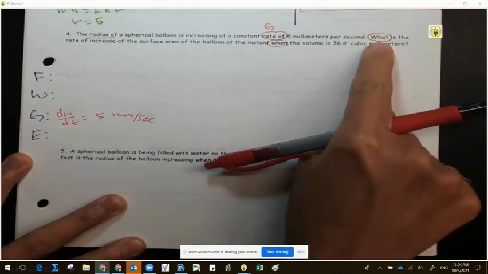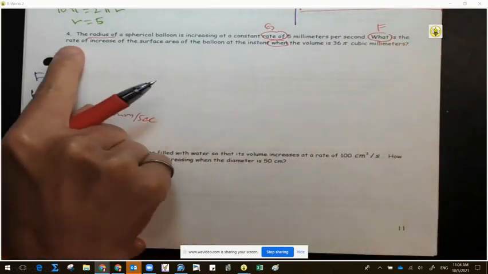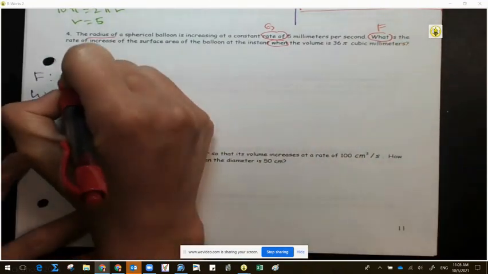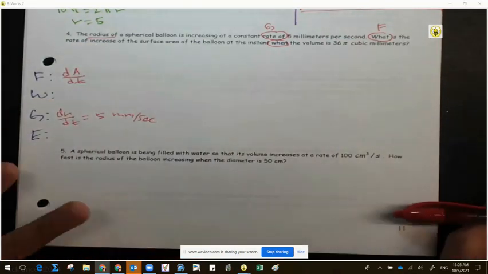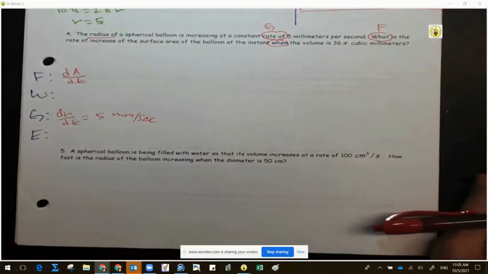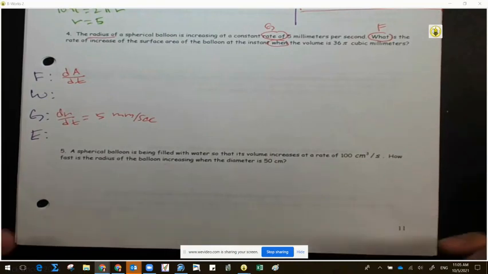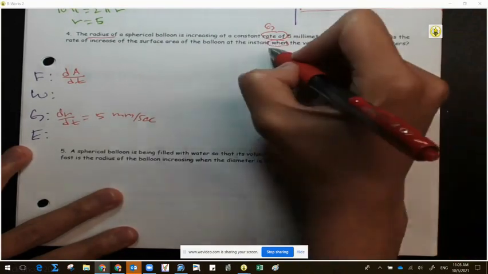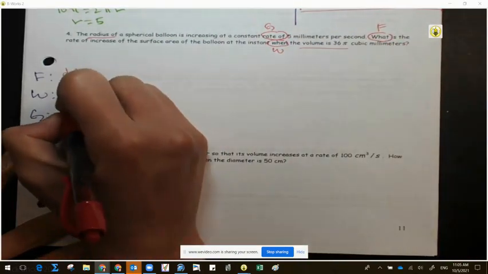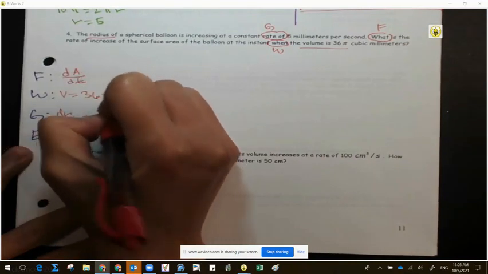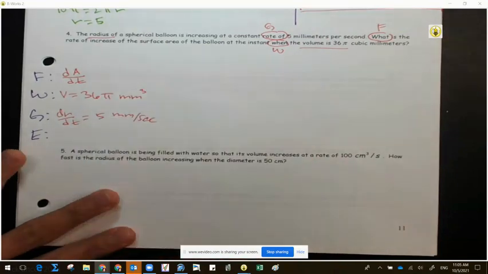Okay, the next one. What is our find piece? We want to figure out what the rate of the surface area is. So dA, as in the area, over dt. If you're looking at surface area, thinking of SA, you can plug that in, but I just want one letter, and again, that's my preference. And then our when is right here. The volume is how many, it says? 36 pi. And our units for this one will be millimeters cubed.